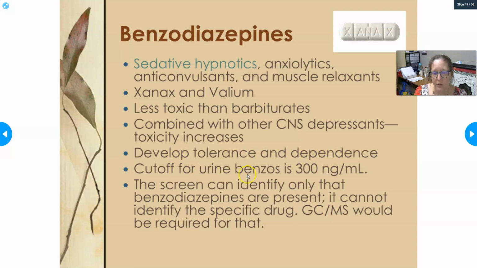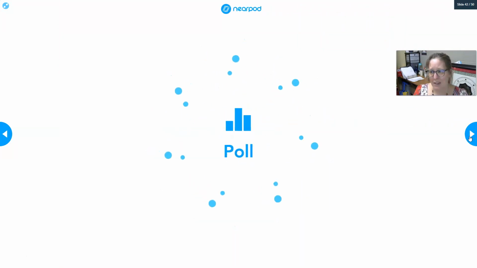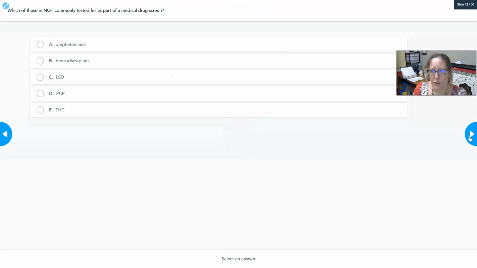The cutoff for the urine benzo is about 300 nanograms per ml. And again, the screen can identify only that benzodiazepines are present, cannot tell you which one. Again, it's just like barbiturates, it tests for the broad category of the drugs, and you'd have to use GCMS to get the specific drug identification if that is needed. A lot of times, if the patient has a prescription for it, that's usually the source of it.